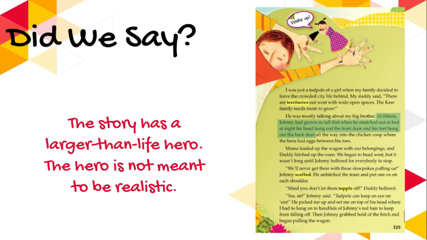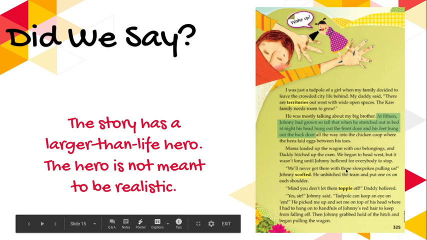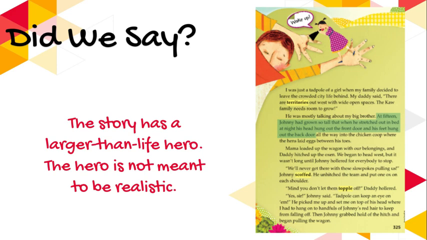If you said that this story has a larger than life hero and the hero is not meant to be realistic, you are correct. On page 325 in the text, it says, "At 15, Johnny had grown so tall that when he stretched out in bed at night, his head hung out the door and his feet hung out the back door." That couldn't happen in real life. Nobody's really that big. That's an example of a larger than life hero. He's not meant to be realistic.